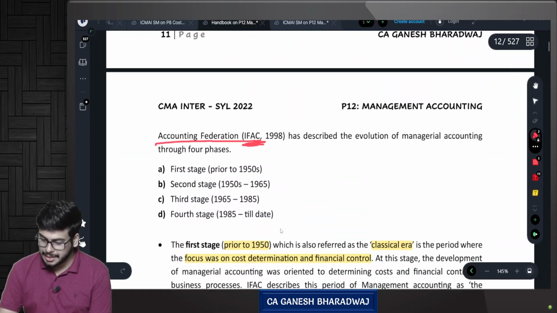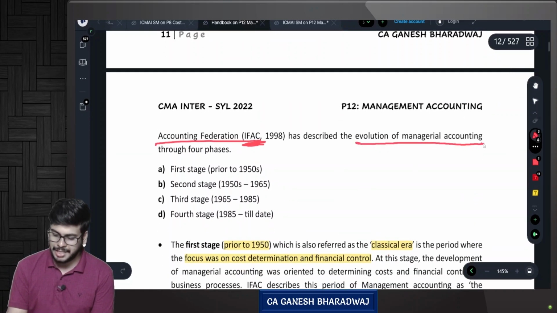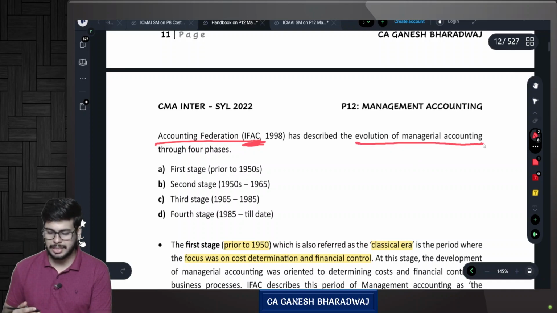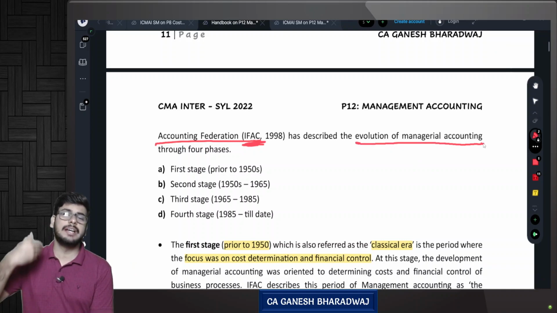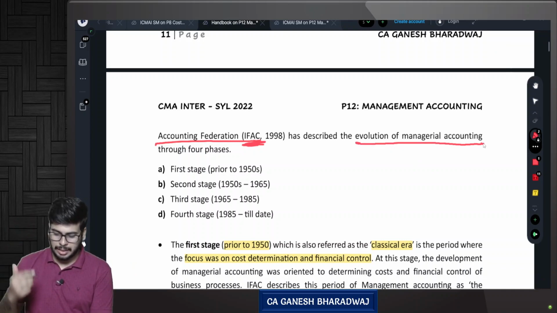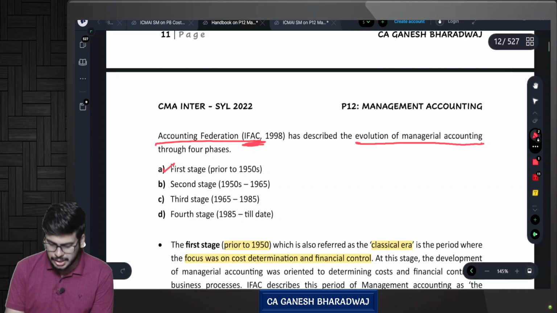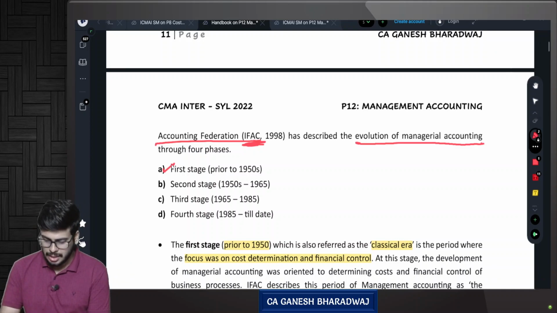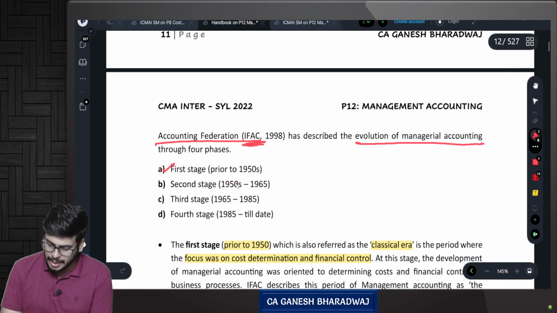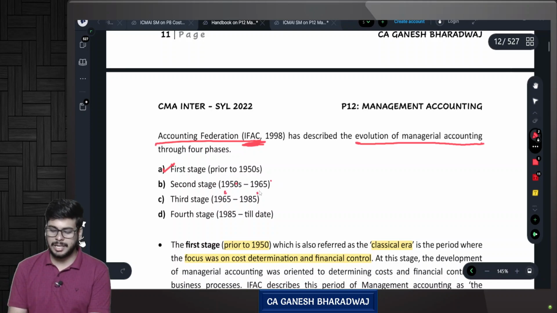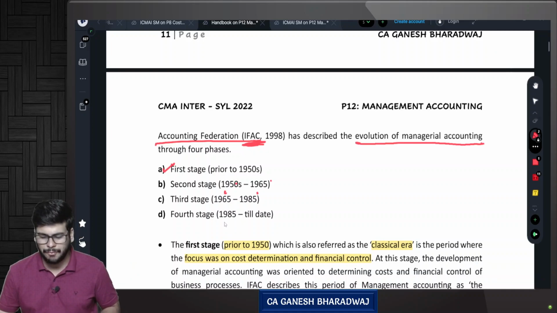So they have described the evolution of managerial accounting through 4 phases. Evolution means what? How it has come, the history. So they are saying it has come in 4 stages. First stage, prior to the 1950s. Second stage, 1950s to 1965. Third stage, 1965 to 1985, and the fourth stage is 1985 till date. So they have classified the evolution into 4 stages.